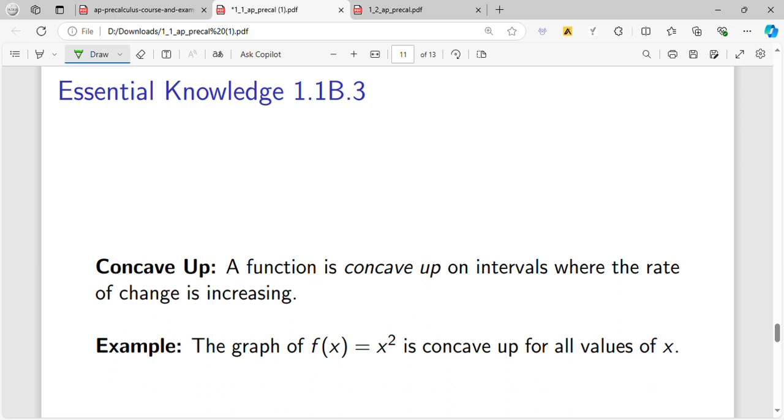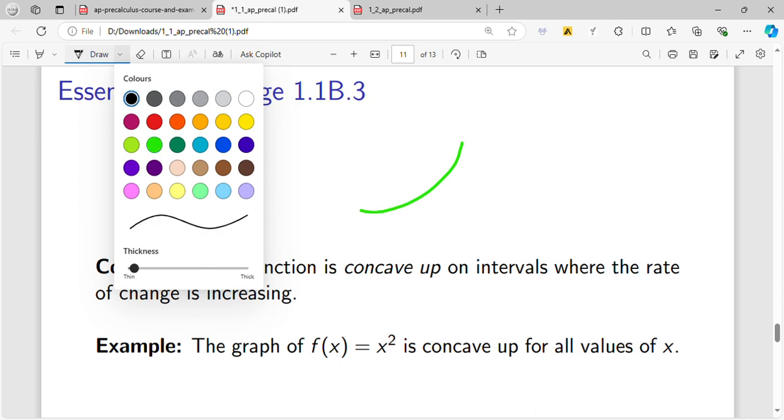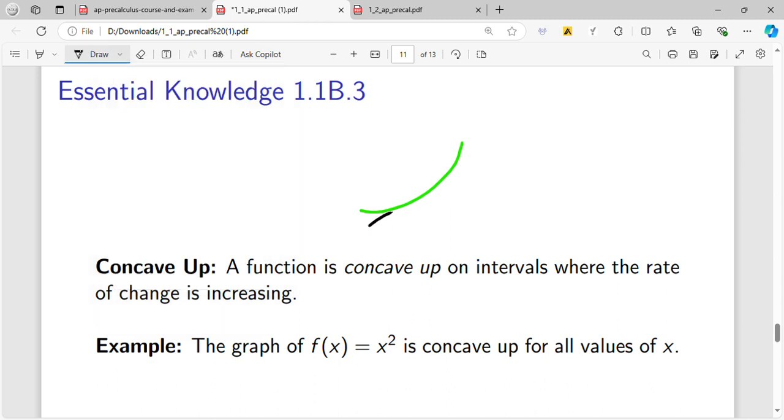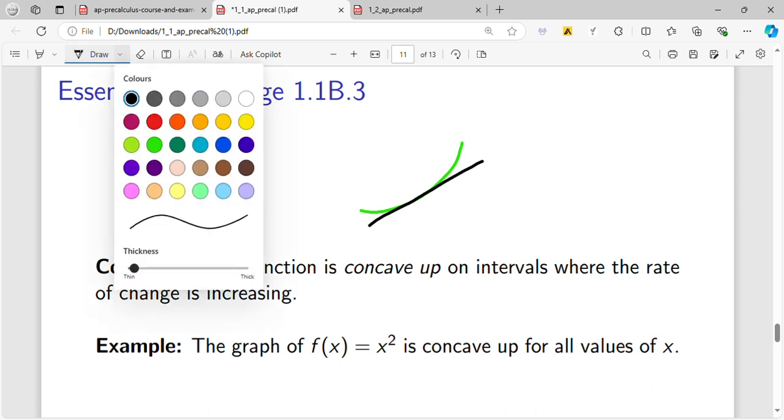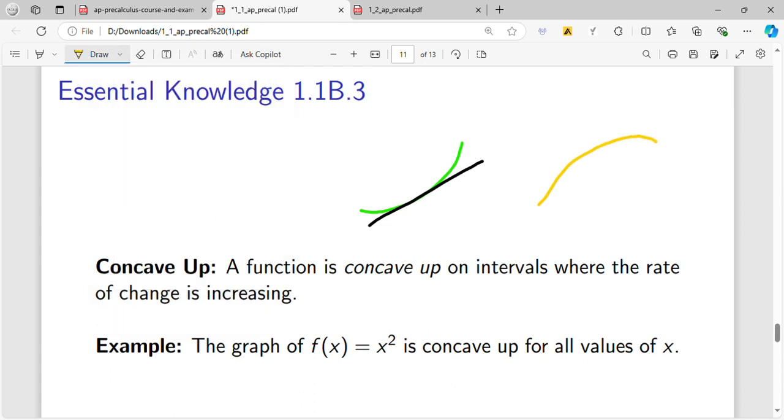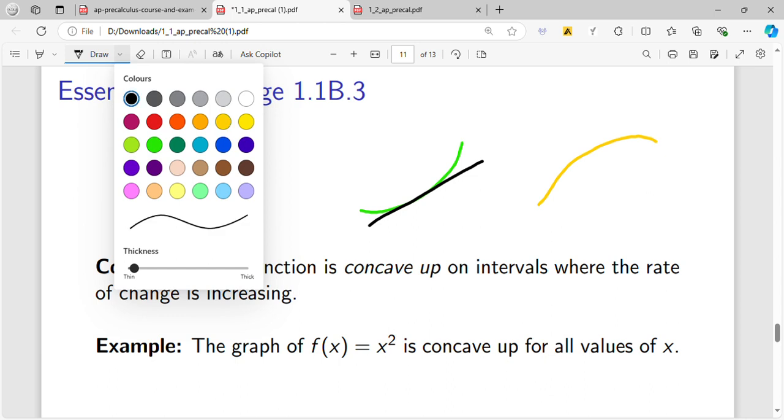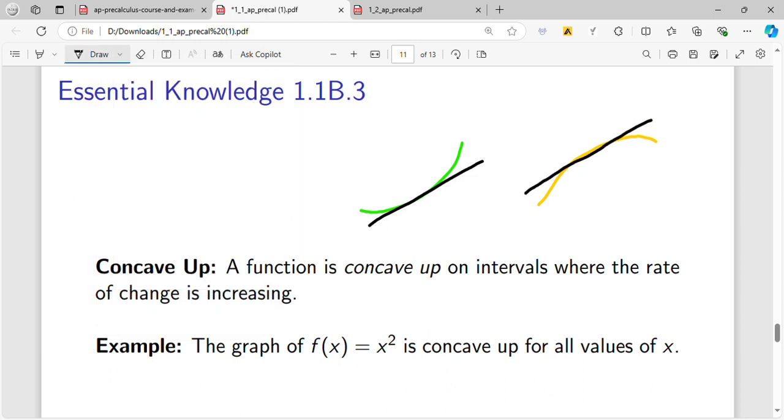Now moving forward, we need to know the difference between concave up and concave down functions. So suppose a function like this. If we draw a straight tangent line like this, we can see that the whole function lies above this line. But if we have a function like this, and now we draw a tangent line at the midpoint, we can see that the whole function lies below this line, right?